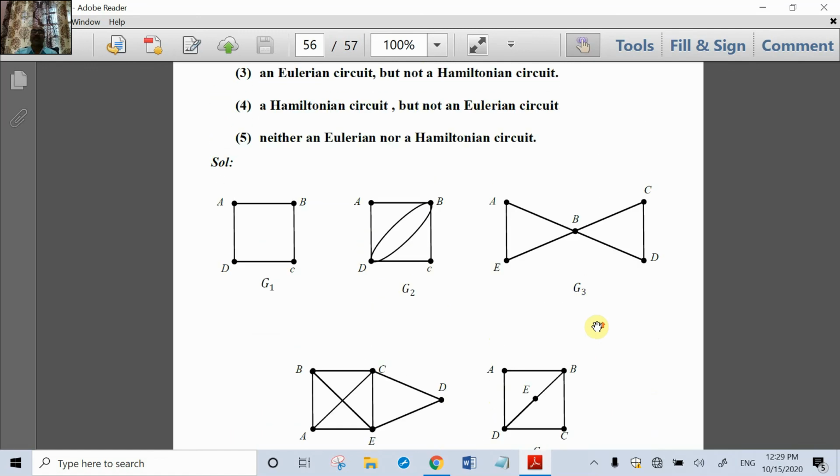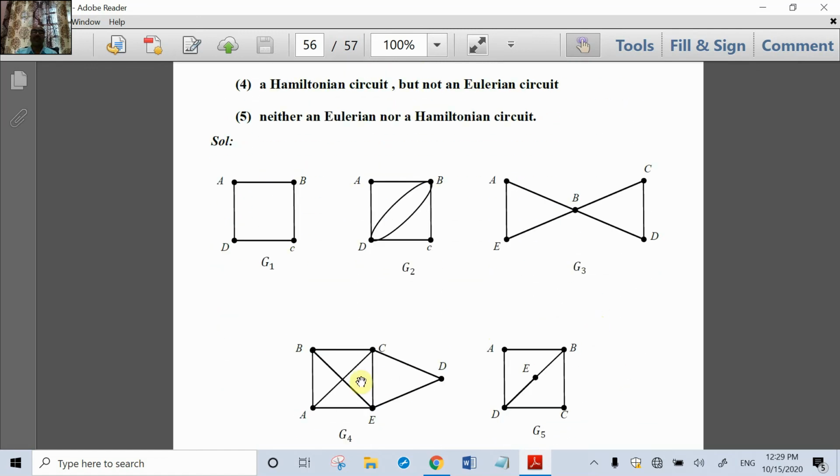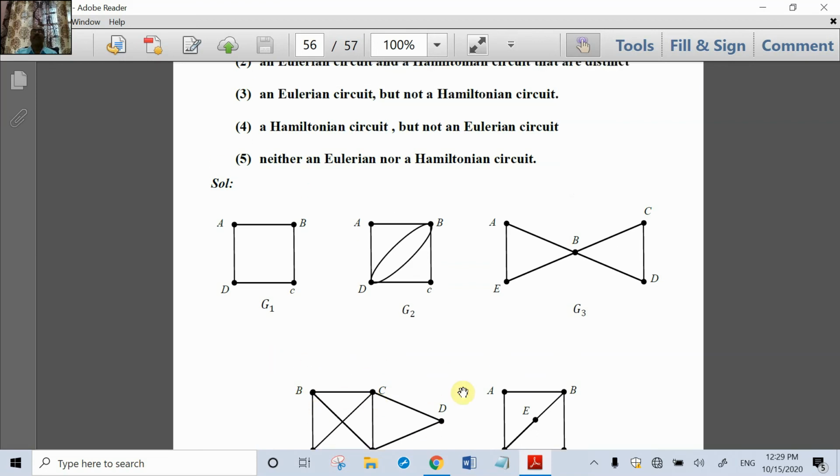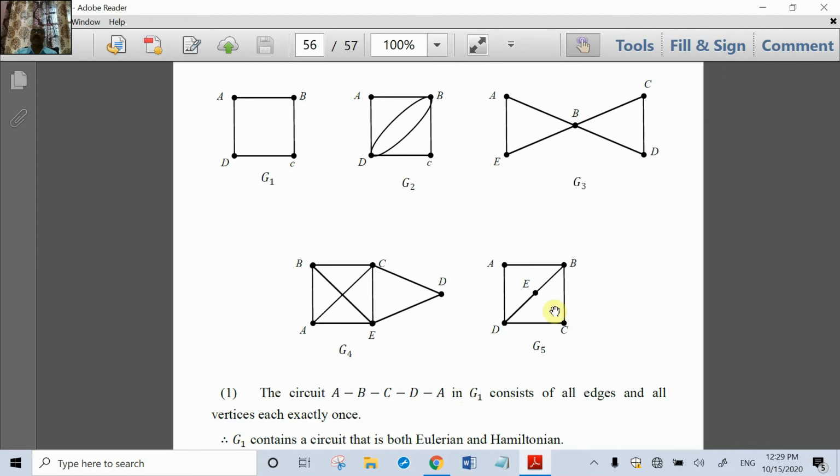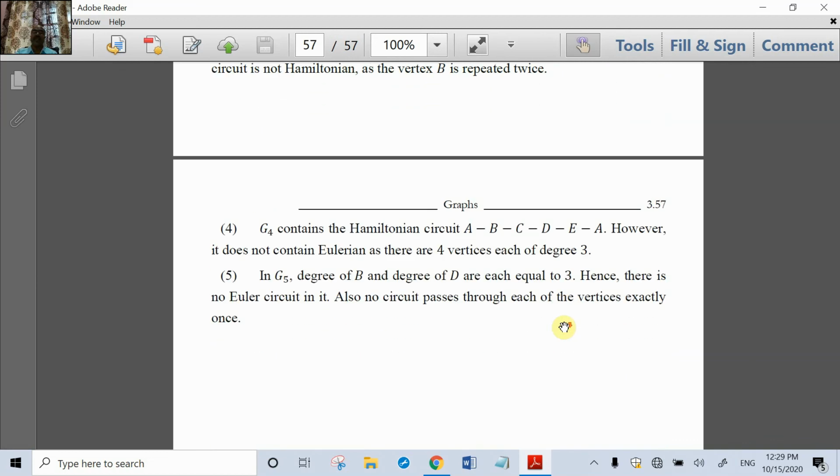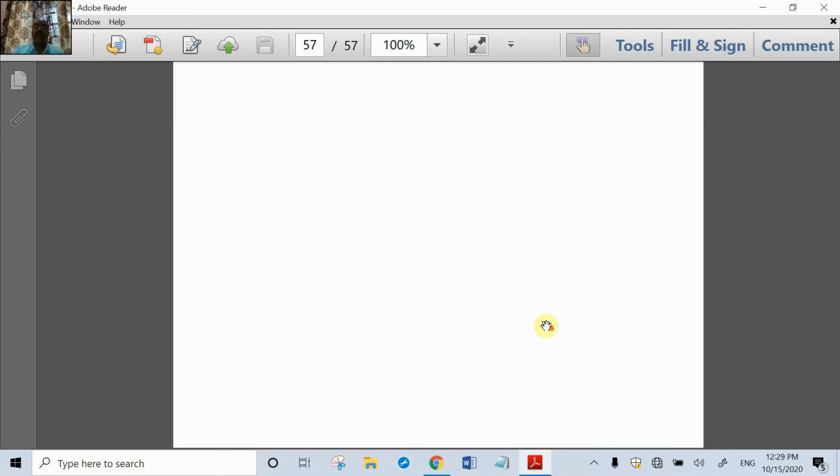Now here the degree is 3, therefore this is not Eulerian, but it is Hamiltonian. Now this one is neither Eulerian nor Hamiltonian. Here there is no Euler circuit and no Hamiltonian circuit. I think it is useful to you. That is the end of this unit.